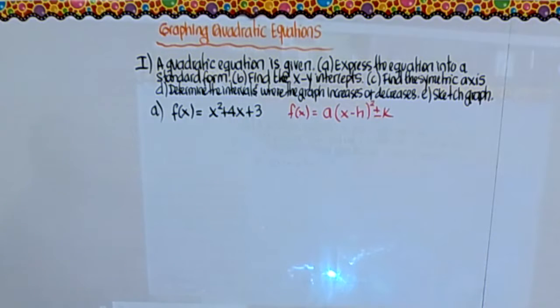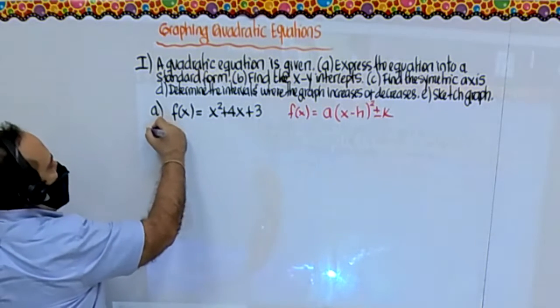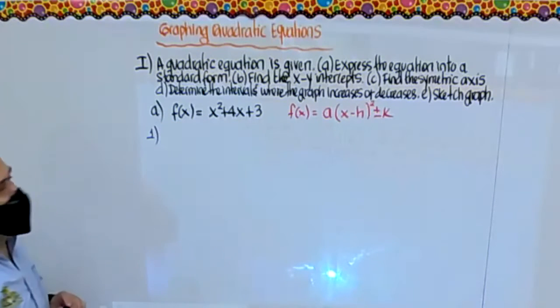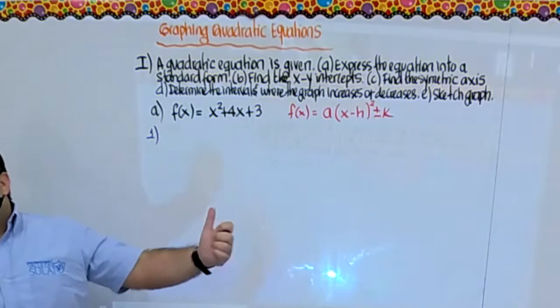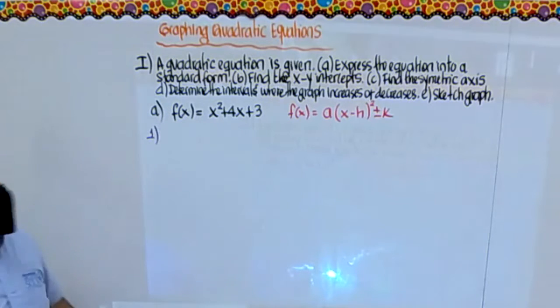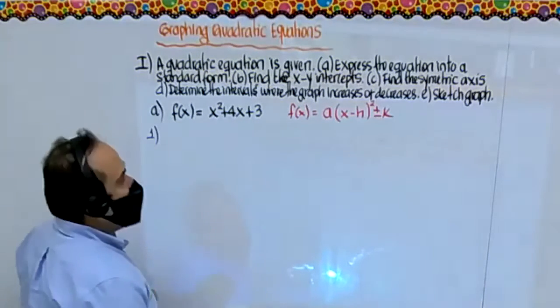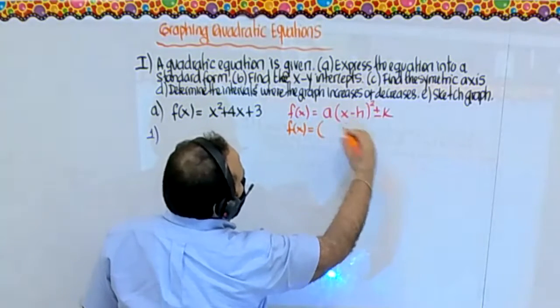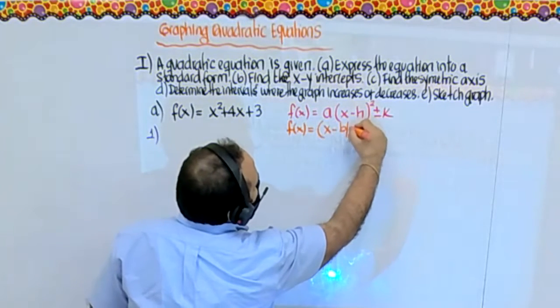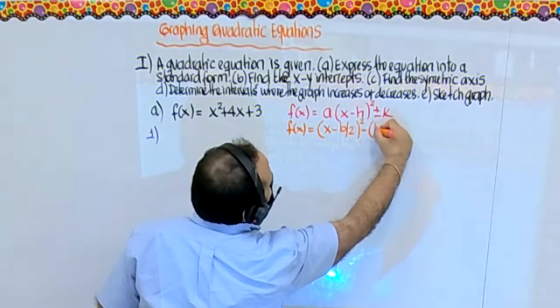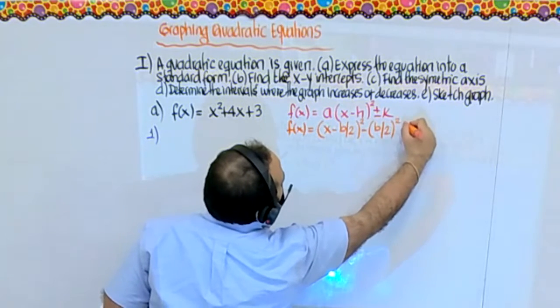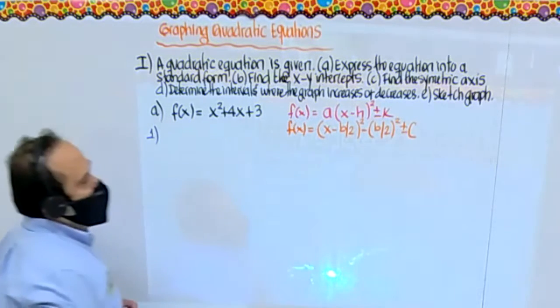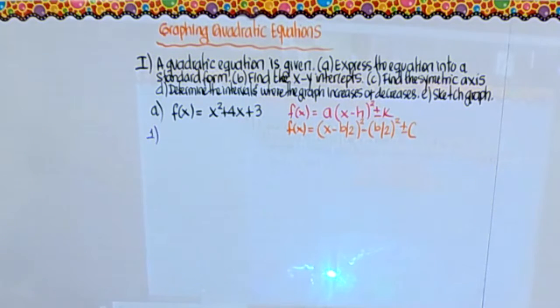Step number one, we have to write this equation in standard form. How can we do that? Simple. We're going to apply the completing the square technique. Remember the formula for completing the square. I'm going to write it over here. It is given by f(x) = (x - b/2)^2 - (b/2)^2 ± c. This is the formula for completing the square.